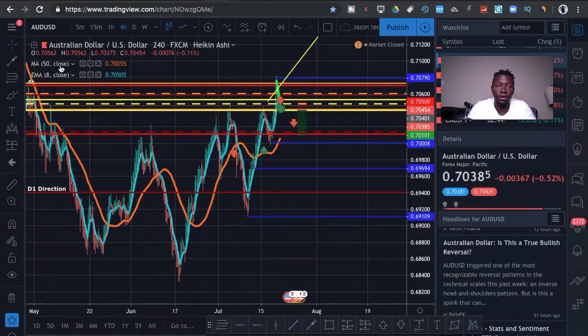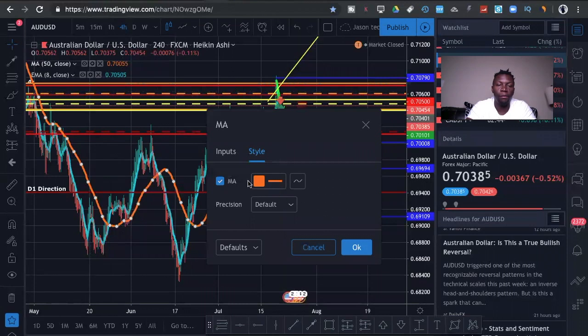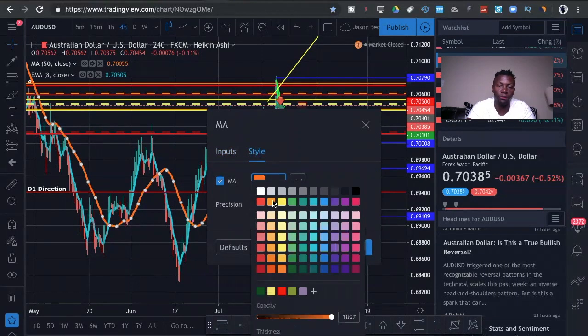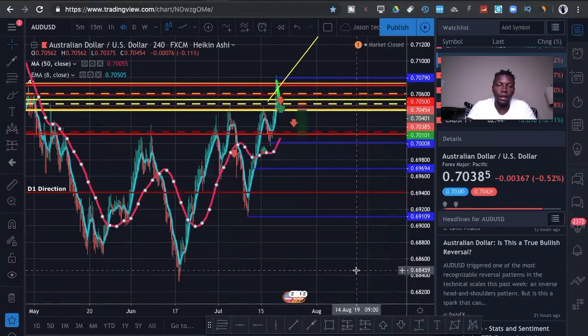So pay close attention to that. That's how I set it up. And you go in here, you go to input 50, close, and then you can select the color that you want. I usually use a hot pink so I can see it, and then set it. Boom.